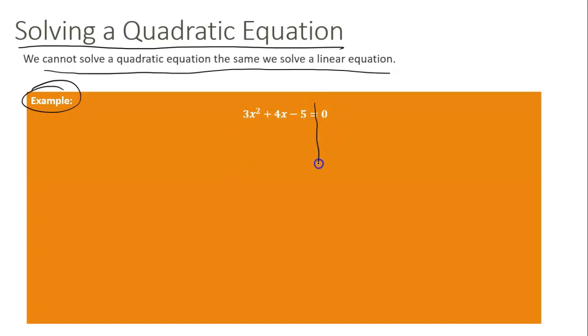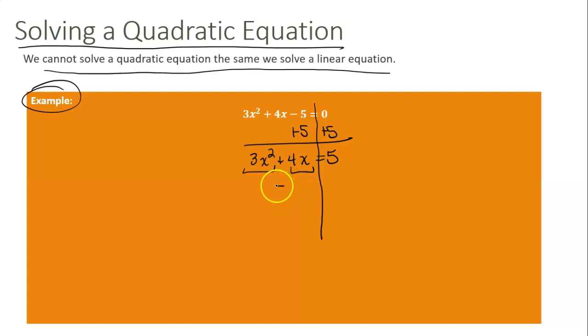If we were going to teach this the same way that I taught you how to solve a linear equation, you would add 5 to each side to get your like terms together. So far, so good. We have 3x squared plus 4x equals 5. Now, some of you might be saying we should add these together to simplify our like terms. The problem is x squared and x are not like terms.